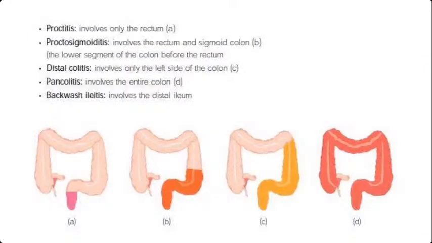And this is a schematic representation to show where A is when you have just involvement of the rectum, B, involvement of the rectum and sigmoid colon, distal colitis, up to the junction of the sigmoid colon and the transverse colon. And then lastly, you have the entire pancolitis, entire colon, and backwash ileitis.